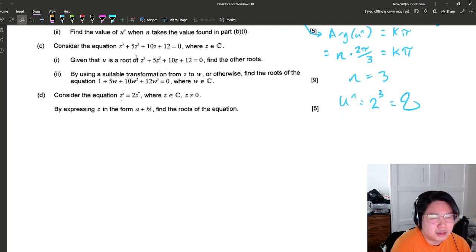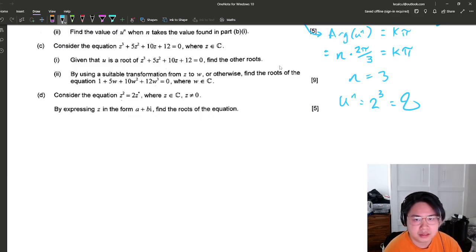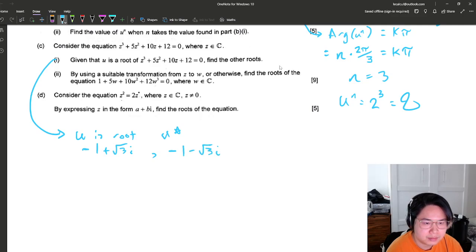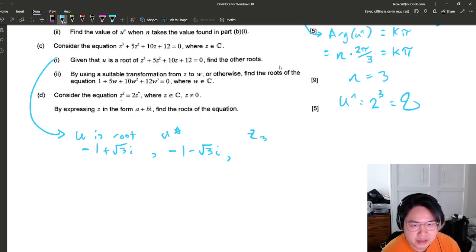Consider the polynomial. Given u as a root, find the other roots. Okay, straightforward. So u is a root. So what was this? Negative 1 plus root 3i. So this means that the conjugate is a root: negative 1 minus root 3i. And then we should have a third root. I guess we'll call it z3. And this should be a real valued number.